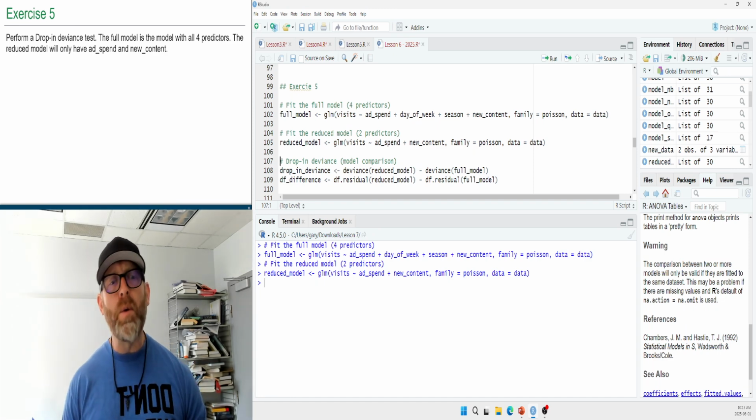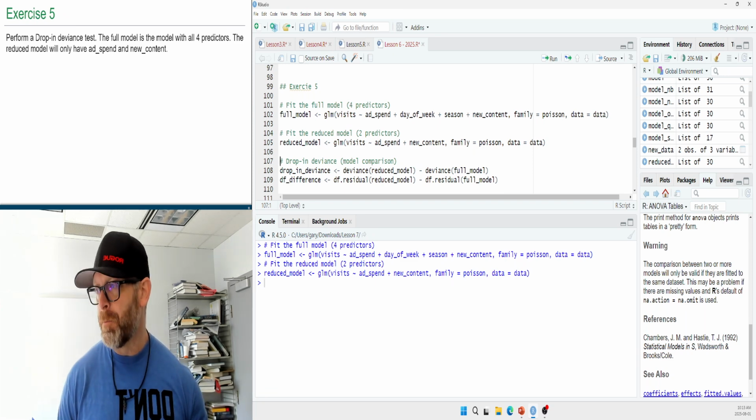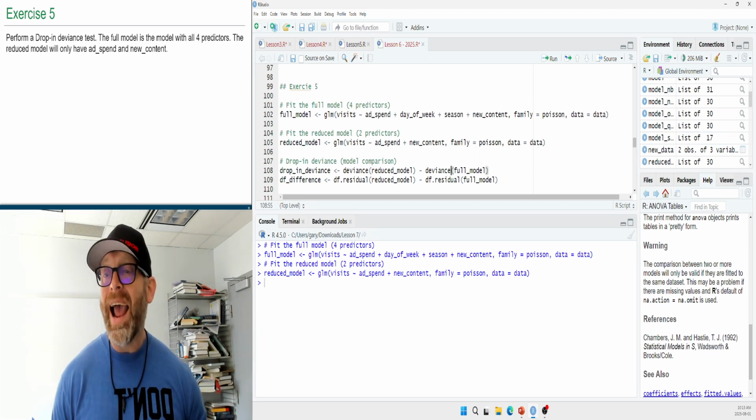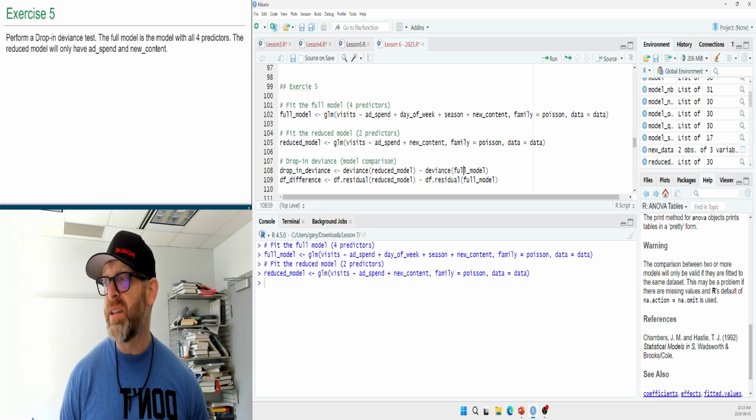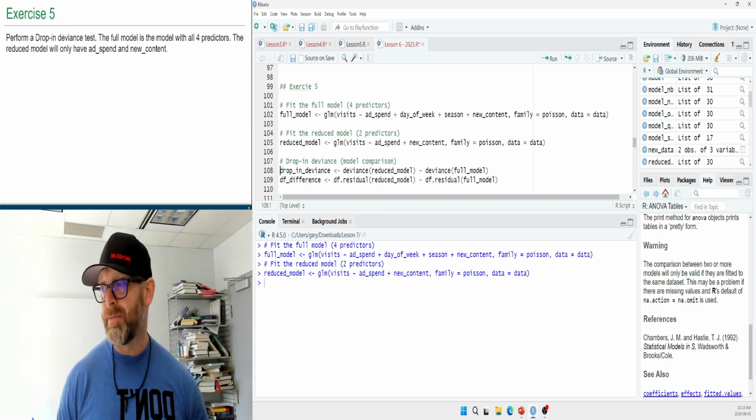All right, so the first thing we want to do is calculate the deviance of each one and take the difference of the 2. In order to do that, I can use, and we can see this in line 108, the deviance function. So I'm going to call the deviance function on the reduced model and on the full model and take the difference between the 2. And I'm going to store this difference in a variable called drop in deviance.